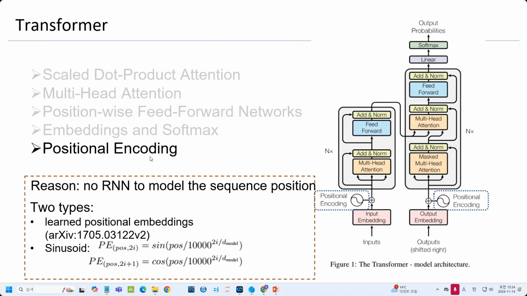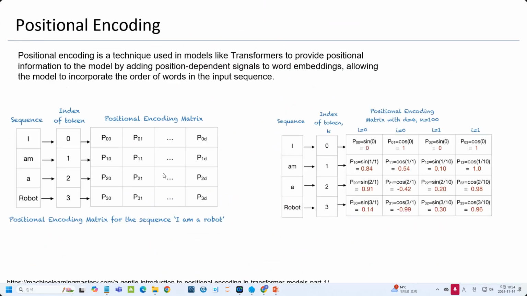So let's just look at a very easy way to deal with positional encoding. Positional encoding is a technique used in models like the transformer to provide positional information to the model by adding position-dependent signals to the word embedding. It allows the model to incorporate the order of words in the input sequence.